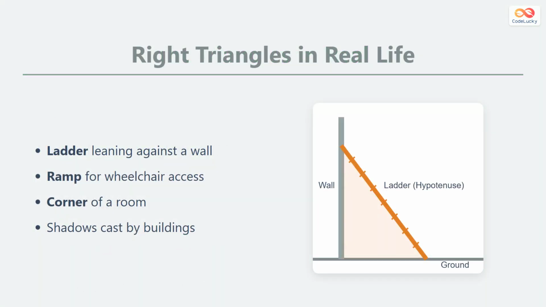You can see right triangles everywhere in the real world. A ladder leaning against a wall forms a right triangle with the ground and the wall. Wheelchair ramps and the corners of rooms are also perfect examples.